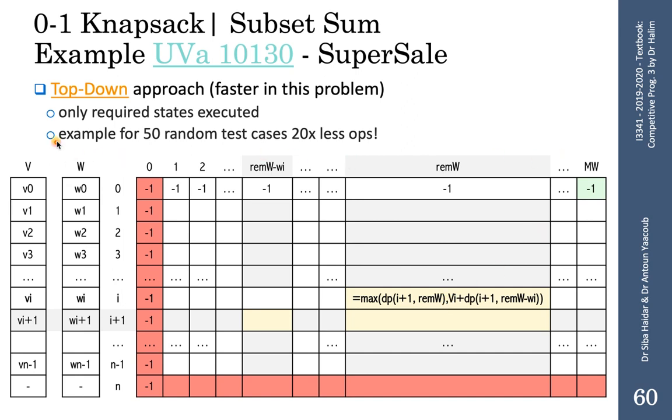And we can see that we only have to calculate the required states. If a state is not required, we don't have to calculate it. And comparing to the bottom-up approach, which we will see just now, for an example of 50 random test cases, this goes 20 times faster. Top-down approach, as usual, we will fill the memoization table with dummy values, and we will begin by the state in green, and we proceed.